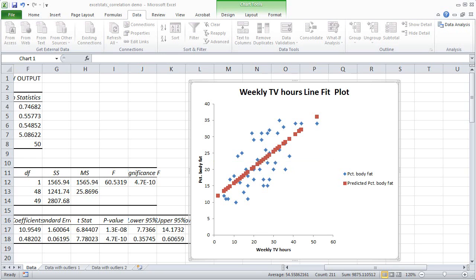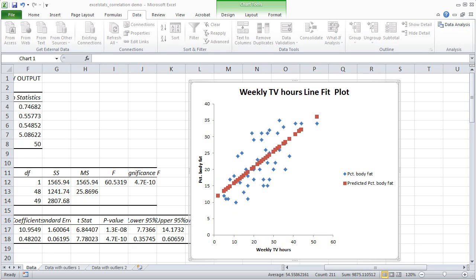Now let's think about how the blue dots relate to the red trend line. Look, for example, at this dot right here. This is a person who watches about 10 hours of television a week and has about 10% body fat. Based on the overall trend, we would expect this person to have more like 15% body fat. In other words, that's where they would be if they were right here on the trend line. So there's a little bit of difference between the characteristics of this individual person and the overall trend. That difference is called the residual.